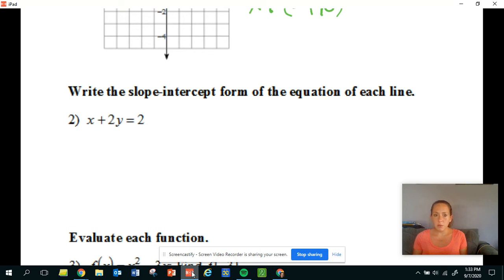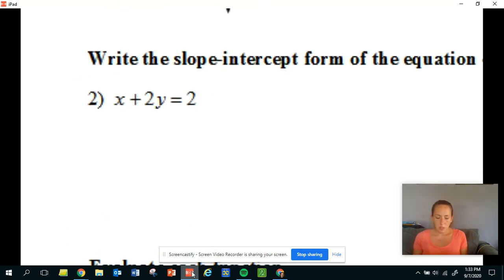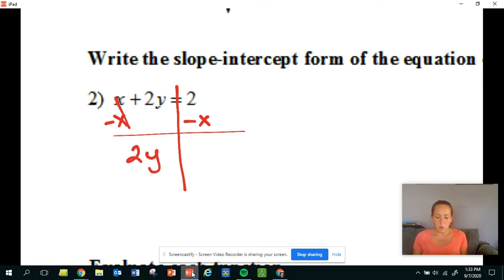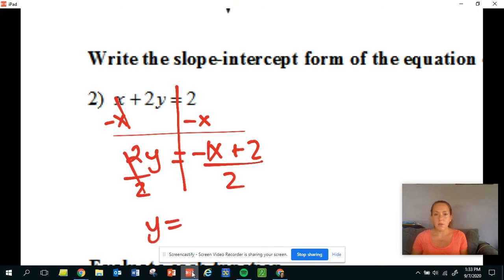Next, writing in slope-intercept form, make sure that you can solve for y. So I have to get y by itself, so I'm going to subtract x on both sides. And I'll end up with 2y. And then remember, those can't be combined because one has a variable and one doesn't. And then I want to divide everything by 2. If there's no number in front of x, it's like having a 1. So that becomes -1/2 x. And 2 divided by 2 is just 1.